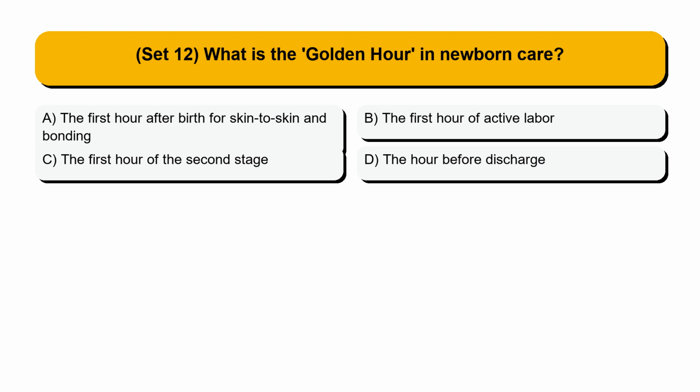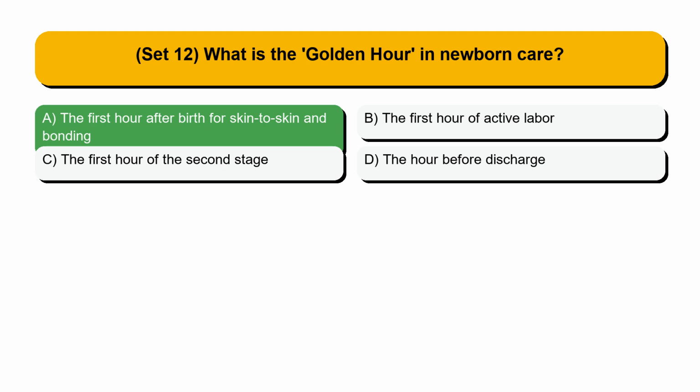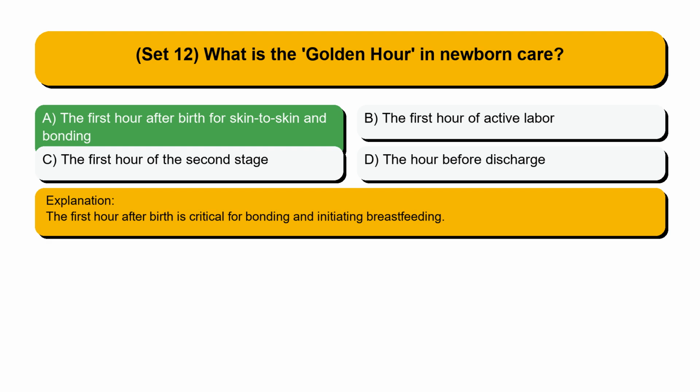Question 12. Set 12. What is the golden hour in newborn care? Option A. The first hour after birth for skin-to-skin and bonding. Option B. The first hour of active labor. Option C. The first hour of the second stage. Option D. The hour before discharge. The correct answer is option A, the first hour after birth for skin-to-skin and bonding. The first hour after birth is critical for bonding and initiating breastfeeding.